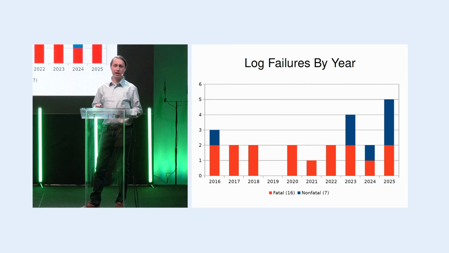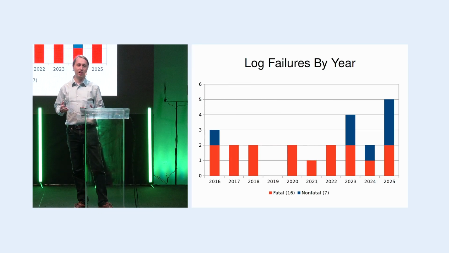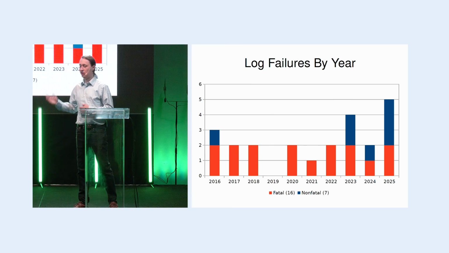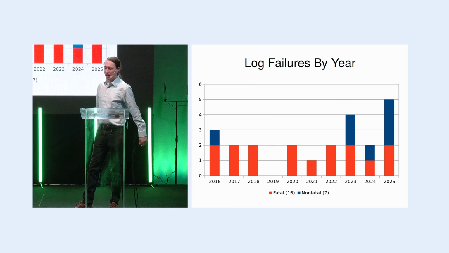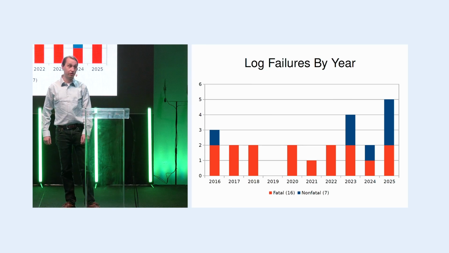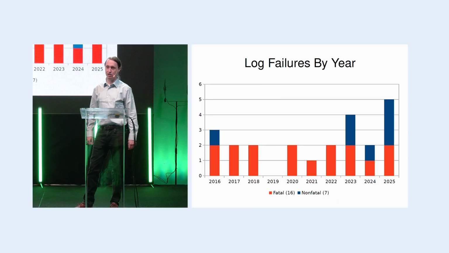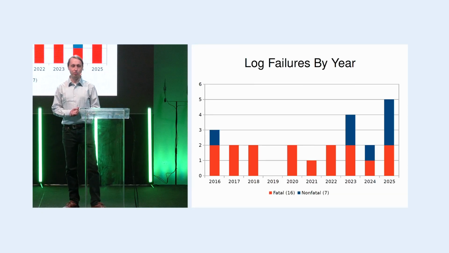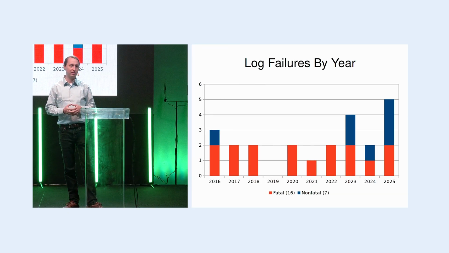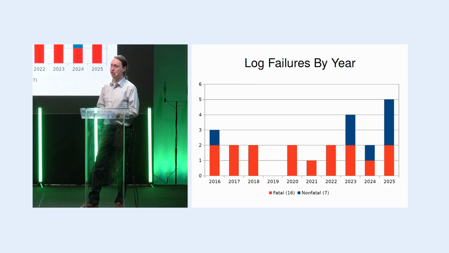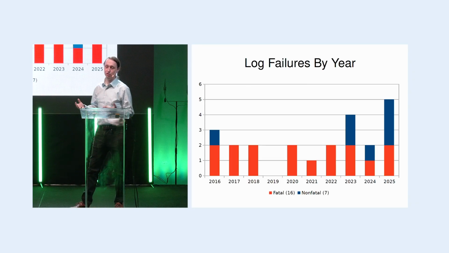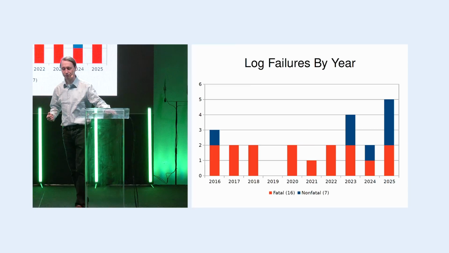And also, by the way, if a log operator had multiple logs fail at the same time for the same reason, I'm only counting that as one failure here. So in total, we've had 23 failures over 10 years, which means that on average, it's more than 2 failures per year. And I really think that number is too high. So let's look at all of these failures and see if there are any lessons that can be learned to hopefully prevent similar failures from occurring in the future.